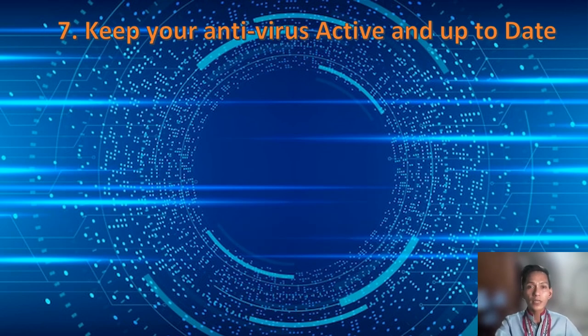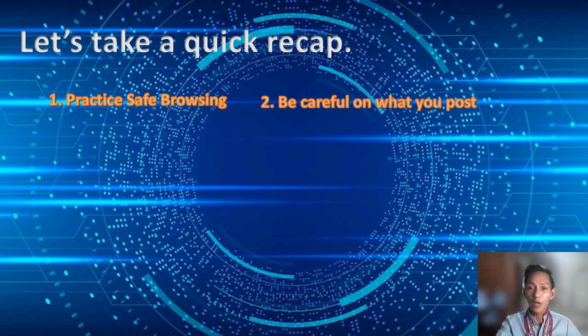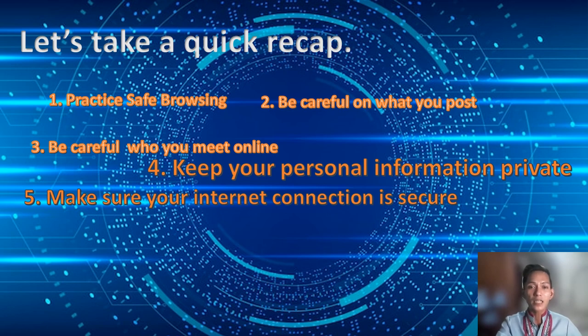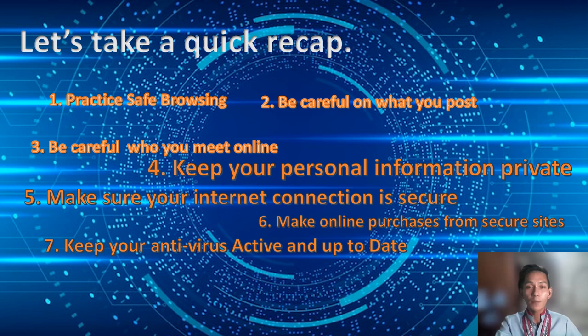Lastly, rule number 7, keep your antivirus program up to date. This provides a vital layer of security against malware. So let's take a quick recap. The first rule is practice safe browsing. Next is be careful what you post. Third, be careful who you meet online. Fourth is keep your personal information private. Five is make sure your internet connection is secure. Six, make online purchases from secure sites. And lastly, keep your antivirus active and up to date.